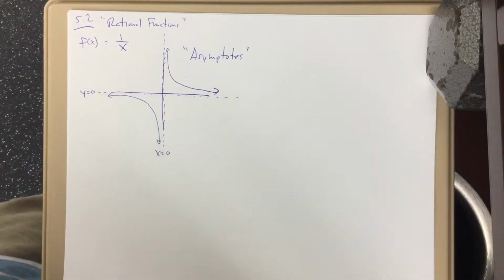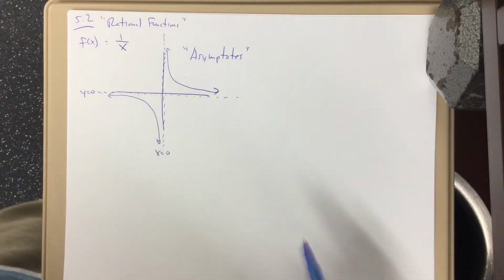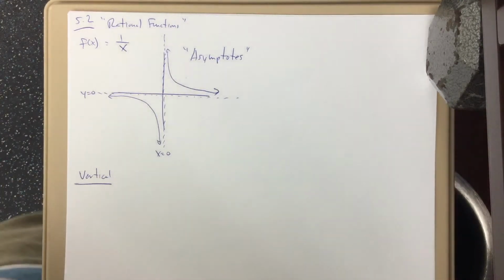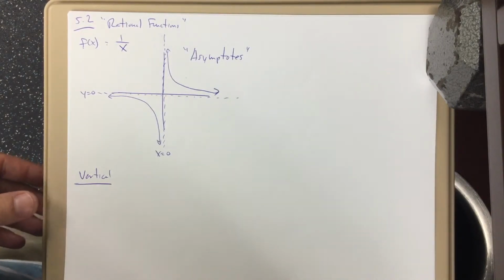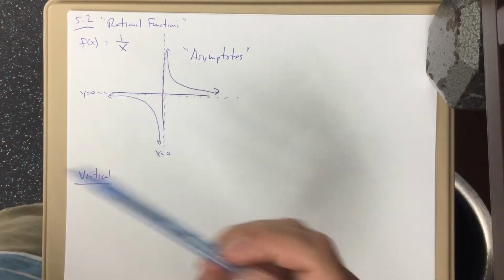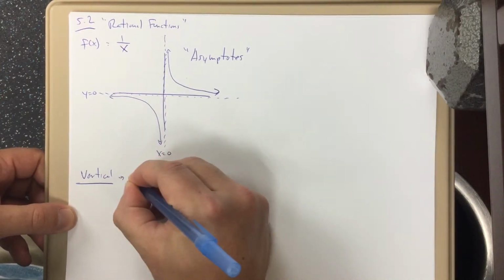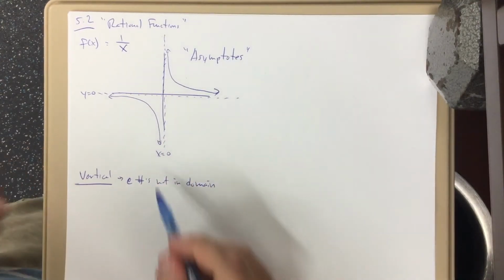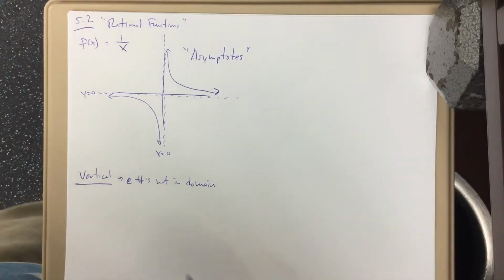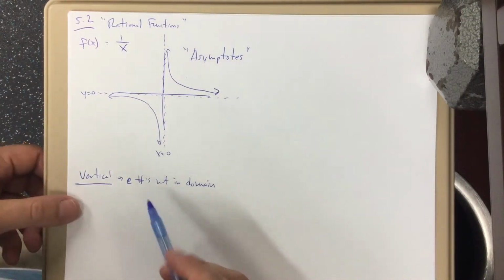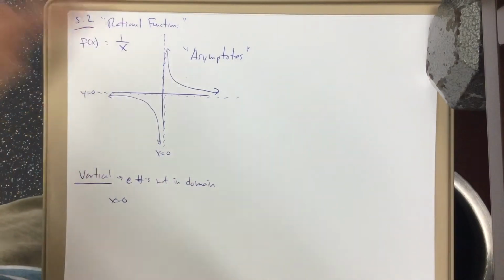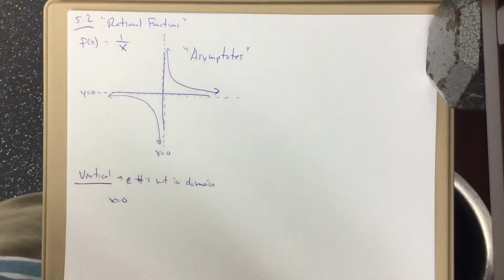So real quick, let's see where vertical asymptotes come from. Vertical asymptotes happen at numbers that are not in the domain. Whenever numbers are not in the domain, then that doesn't work. So for this particular one, the reciprocal function, it would be at x equals 0. If x is 0, 0 is not in the domain of this function, so we're going to have a vertical asymptote there.